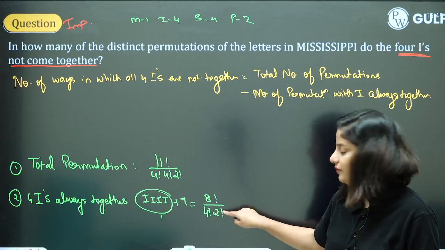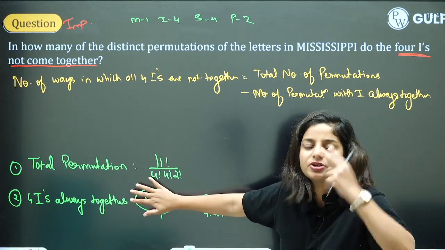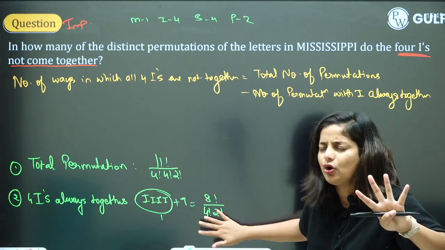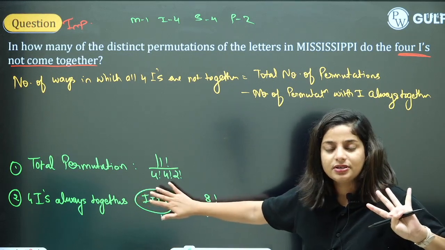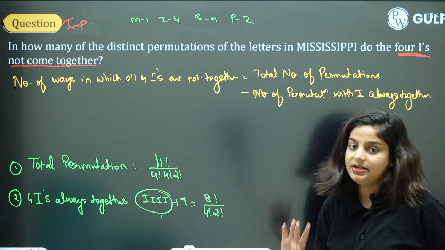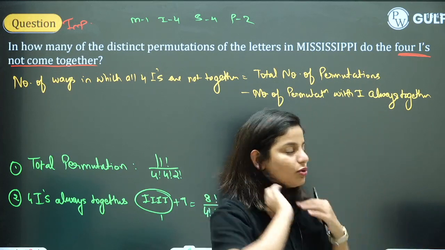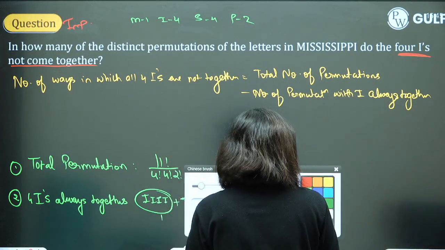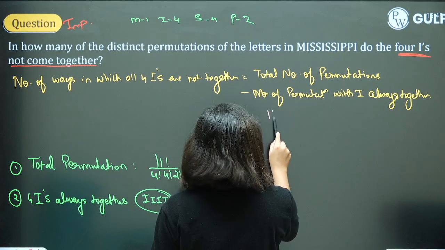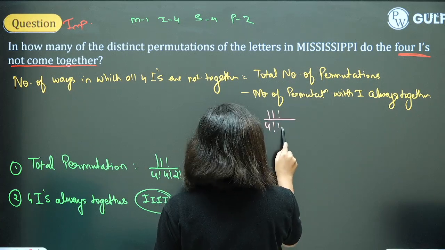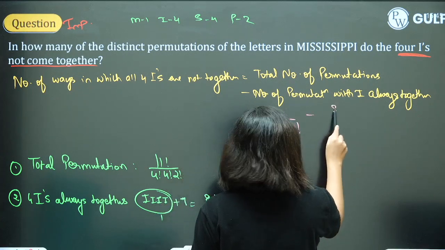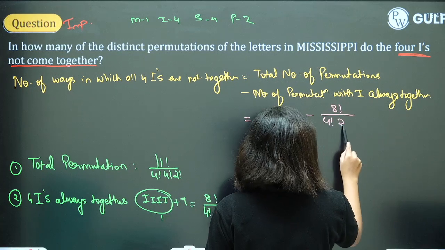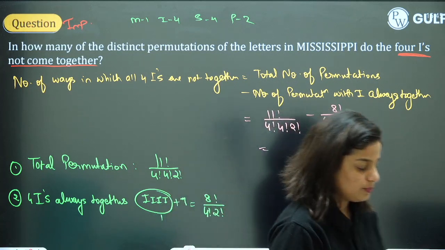There is no need to divide by 4 factorial because it's only one object in my eyes. It's not 4 I's. I will not divide with 4. It's only one object. If I arrange them, then yes, it is counted, but now it's not counted. Once you get the answers for both, all you have to do is divide 11 factorial upon 4 factorial, 4 factorial, 2 factorial, minus 8 factorial upon 4 factorial and 2 factorial. Once you solve, you should be able to get the answer.